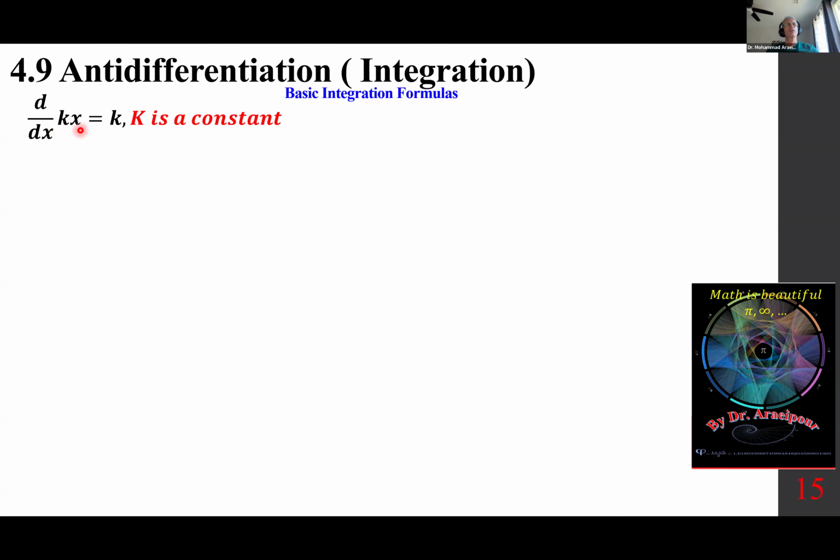For example, the derivative of kx is k, where k is a number, is a constant. So therefore, the integral of k dx must be kx. However, for any constant, the derivative is 0, therefore it must be kx plus a constant. k is a constant, c is a constant. Okay, everybody? So both of them are constant. Everybody should remember that.